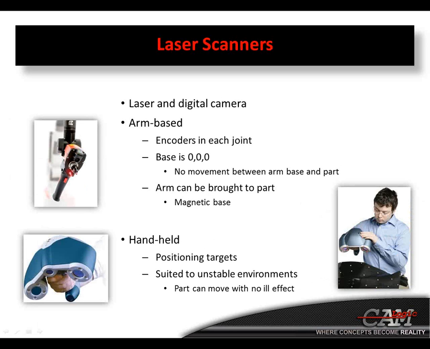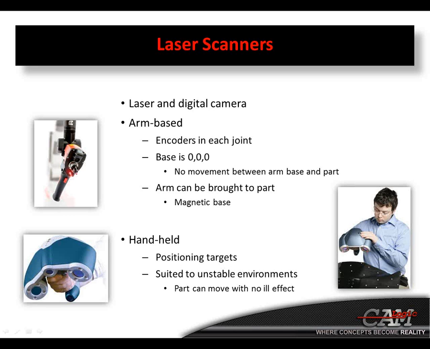And moving on to the laser scanners, where we start capturing more than one point at a time. The laser scanners are just a laser, either a point or a line or maybe even a crosshair in the handheld world, and a digital camera or two. So again, we have a light source that is being projected onto the part and some sort of camera that is capturing the deformation of that light source on the surface of the part.